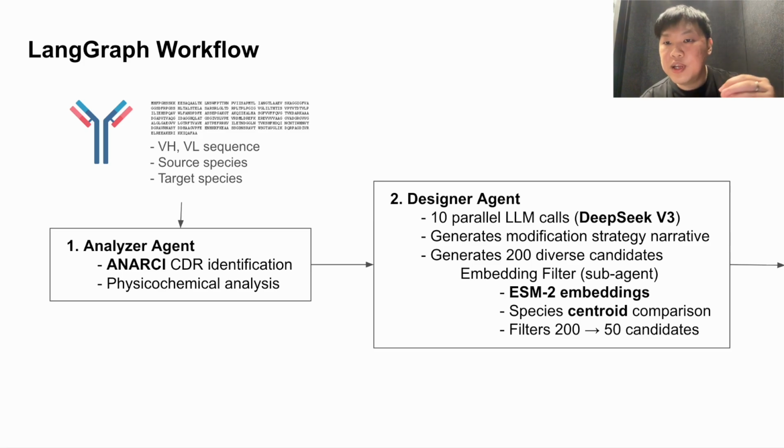Next, the designer agent makes parallel LLM calls using DeepSeek. It approaches different strategies of adapting the sequence to the target species. Then it uses ESM2 to embed the adapted sequence, to check how far it is from the centroid, meaning how far it is from the typical target species antibody sequence. The further it is, the less likely it is adapted to that species, and then we filter off the candidates from there.